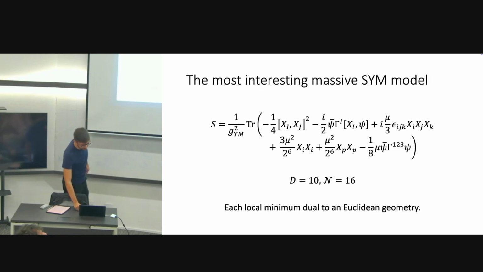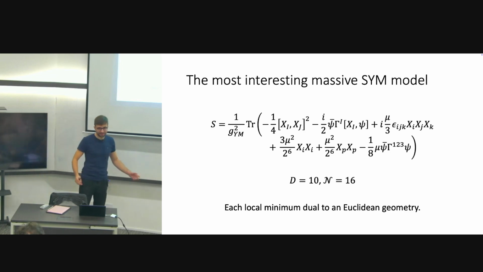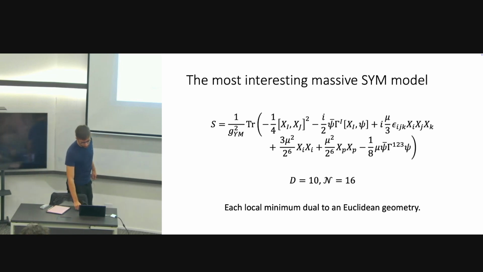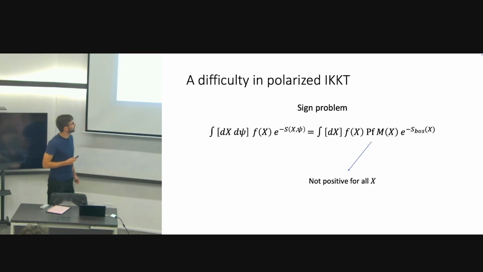Okay. So, what is the motivation for constructing these models? You may say, okay, we have polarized IKKT, why do I care about classifying all such models? Well, there is one issue in polarized IKKT, which is the sign problem. If you consider expectation values of a bosonic observable and you integrate out the fermions, you get a Pfaffian. Basically, a Pfaffian is like the square root of a determinant in some sense, but you have to be careful because there's an overall sign.